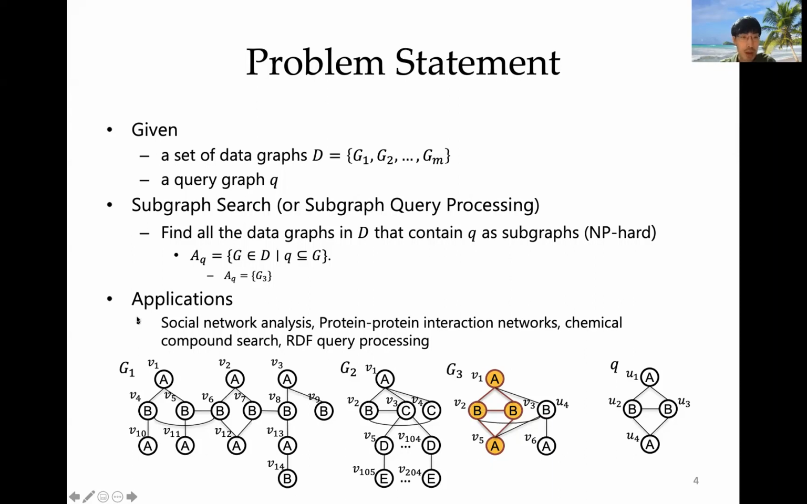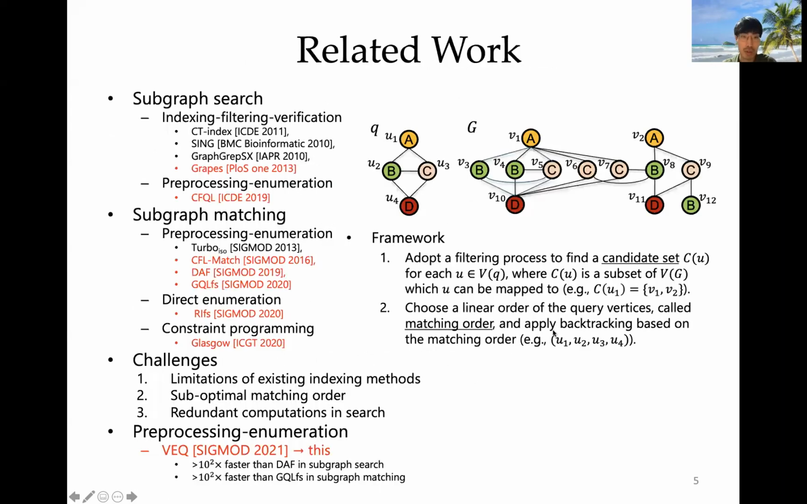Since subgraph matching and subgraph search are fundamental problems in graph analysis, they have many applications such as social network analysis, protein-protein interaction networks, and chemical compound search. So much work has been done to efficiently solve these problems, but existing methods have some challenges.